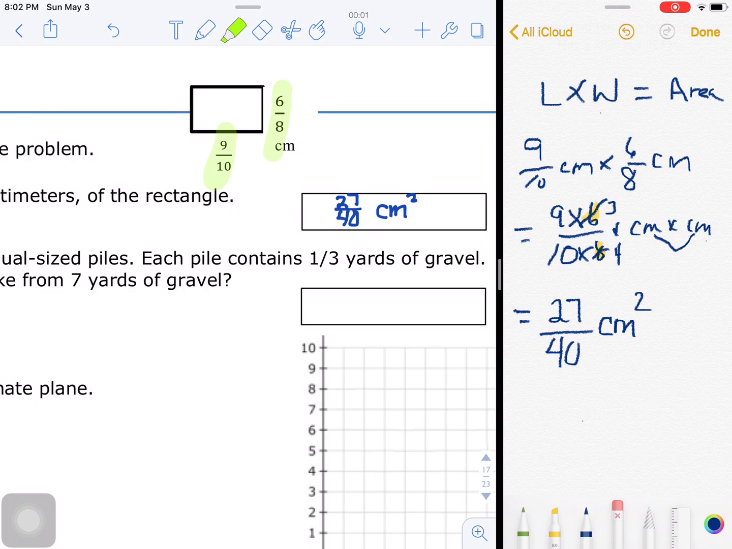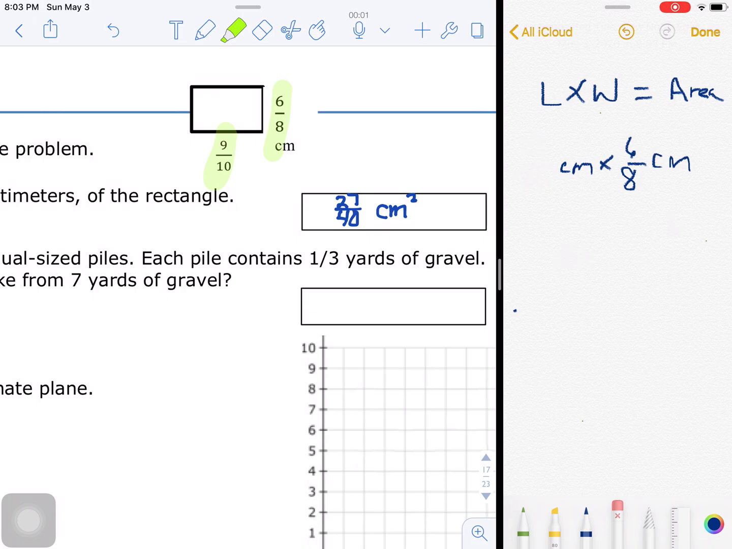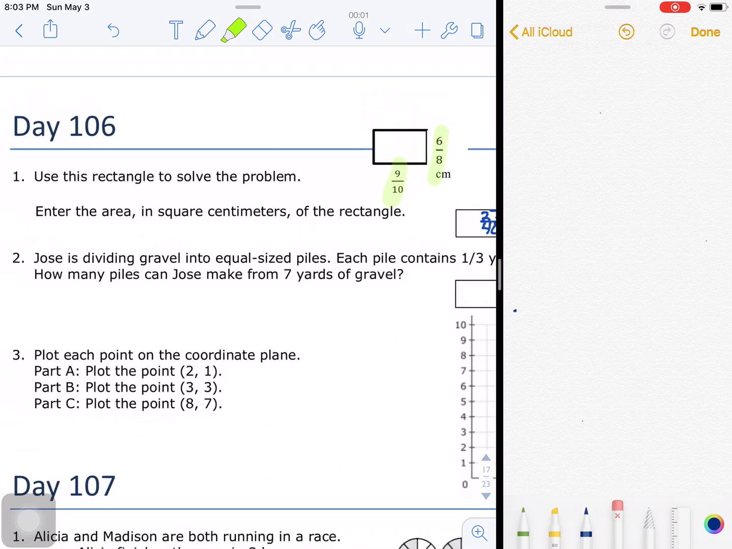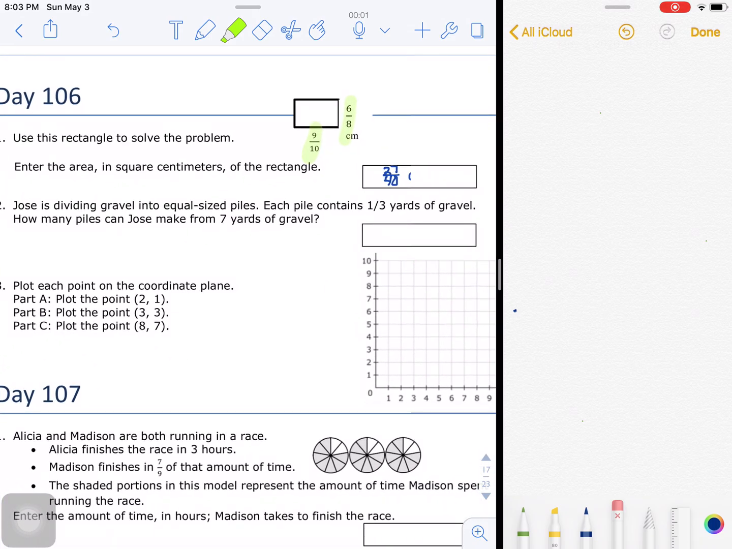Okay, let's erase our work here and take a look at problem number 2. Now, problem number 2, Jose is dividing gravel into equal-sized piles. Each pile contains 1/3 yards of gravel. How many piles can Jose make from 7 yards of gravel?